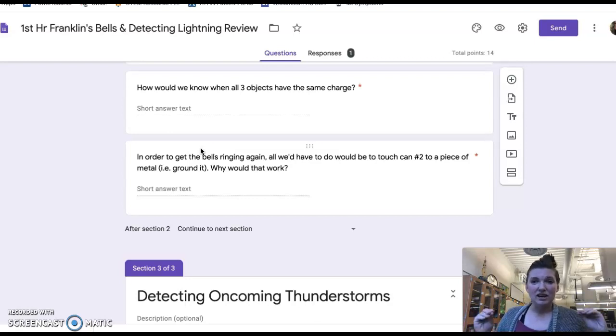Think of it like the charge is flowing through them all evenly. In order to get the bells ringing again, all we'd have to do is touch can 2 to a piece of metal, or like when that woman reaches her neutral hand out, right? Then it draws the charge away. She's grounding it. Same thing if we put a piece of metal on it, it would ground it.